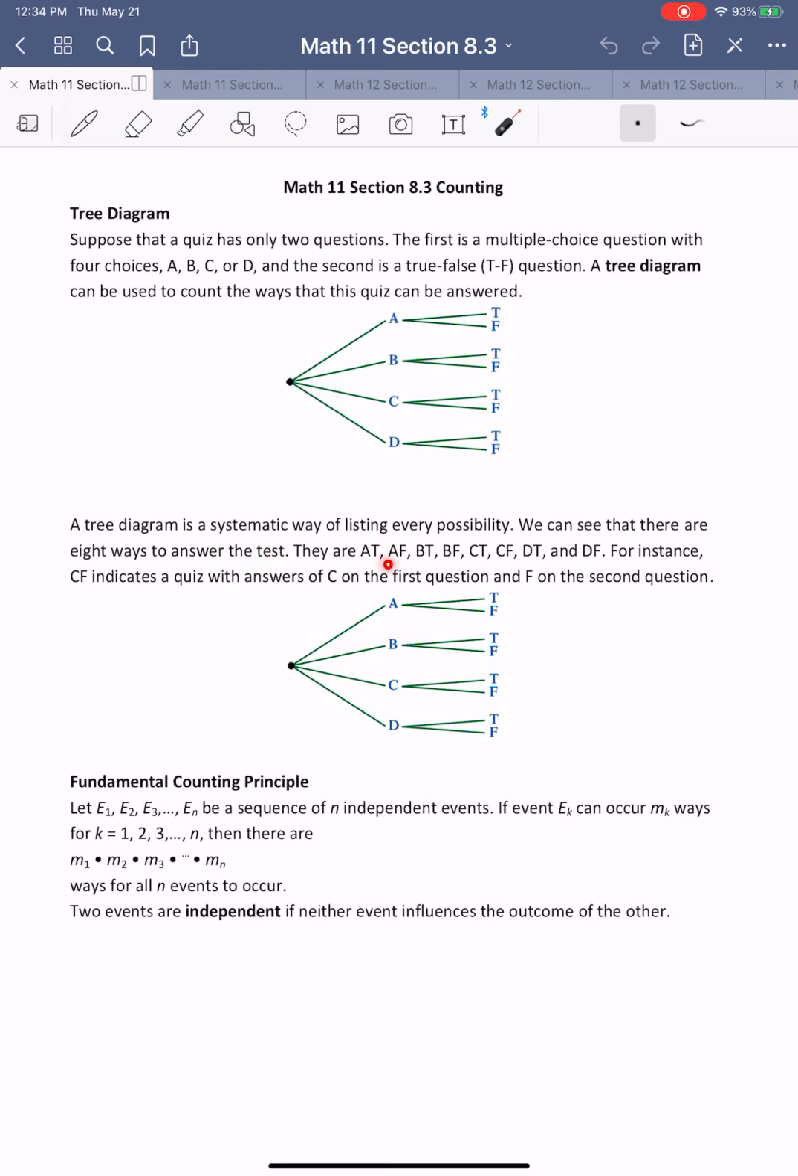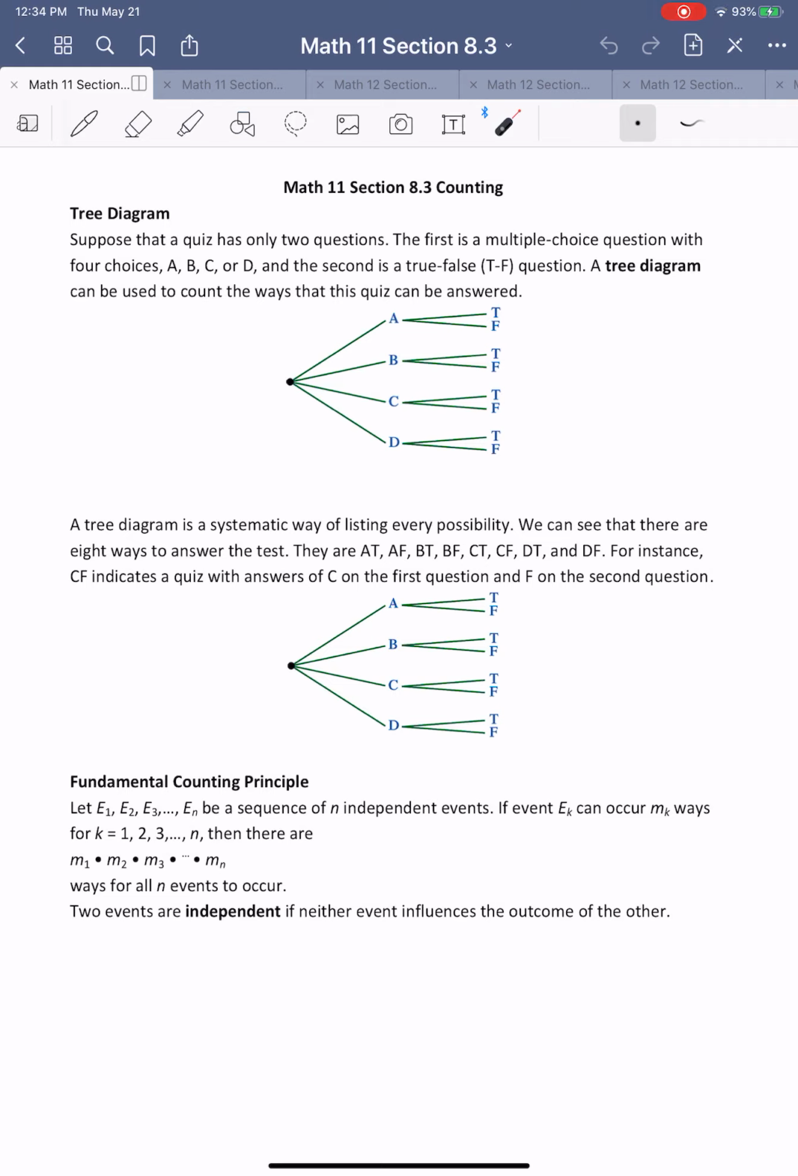So there are AT, AF, BT, BF, CT, CF, DT, DF. CF indicates the quiz answer C for the first question and F for the second question.